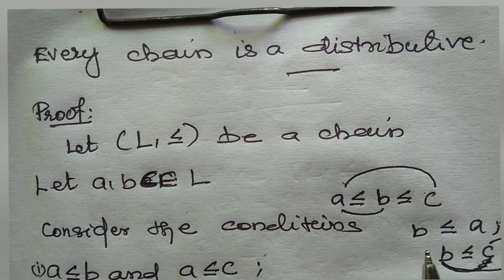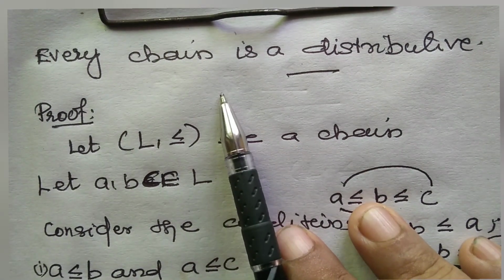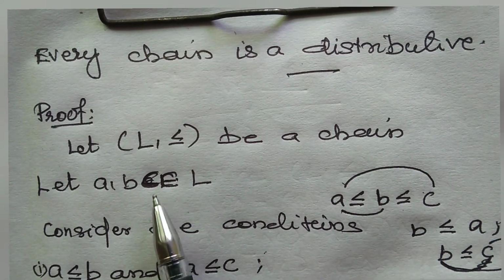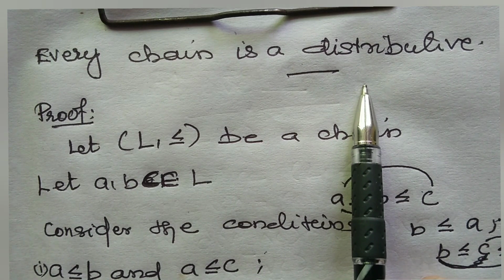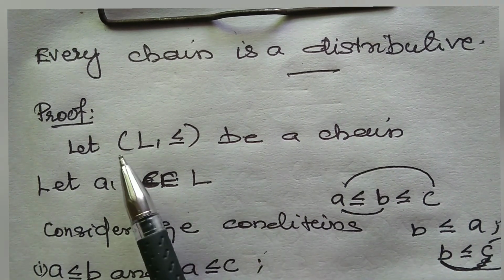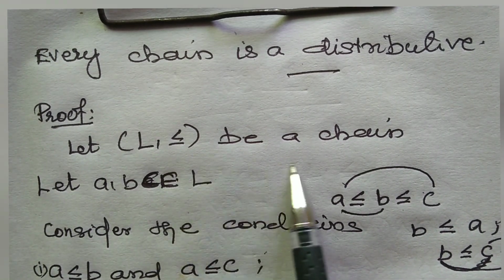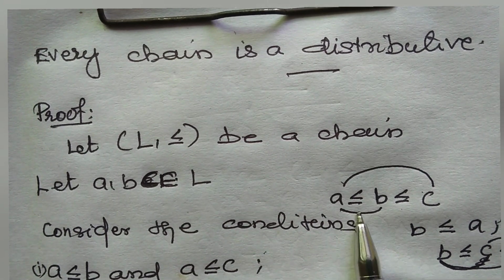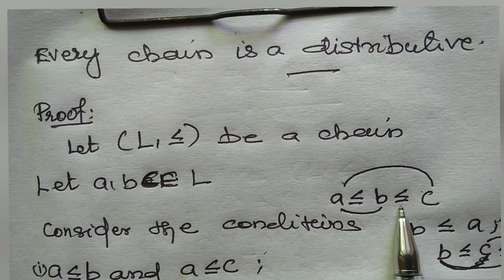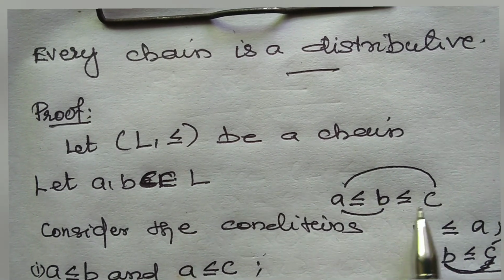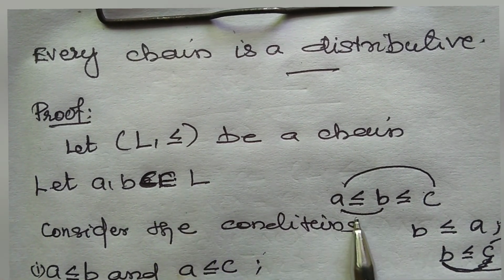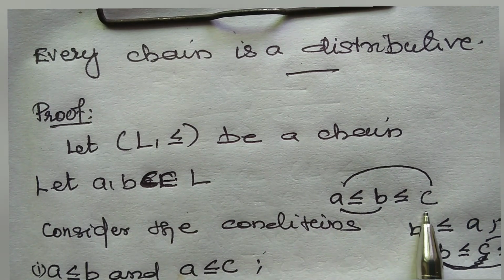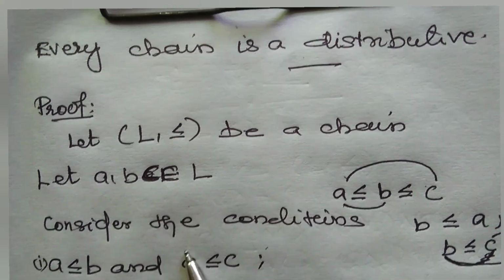This is one of the important questions in lattice. That is, every chain is distributive. Let (L, ≤) be a chain. So a chain is of the form a ≤ b ≤ c. If you take 3 elements, this is the relation a ≤ b ≤ c. So consider the conditions.